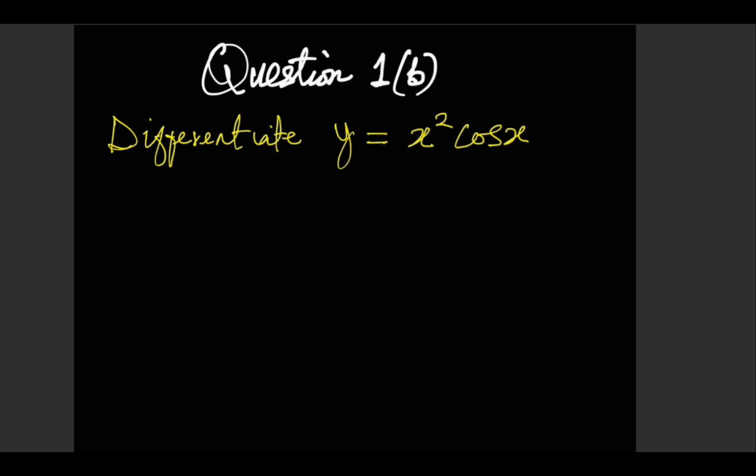Now we're asked to differentiate y equals x squared multiplied by cosine x. Question 1b is pretty straightforward. Before we start solving, notice this expression contains two functions multiplying each other. The first one is x squared. The second one is cos x, which is for cosine.